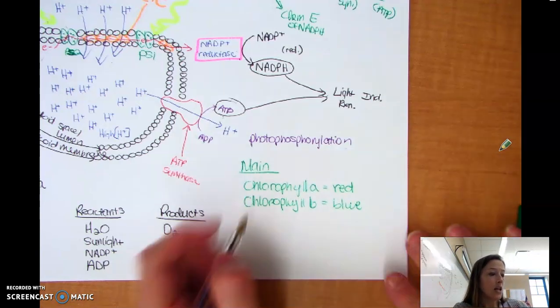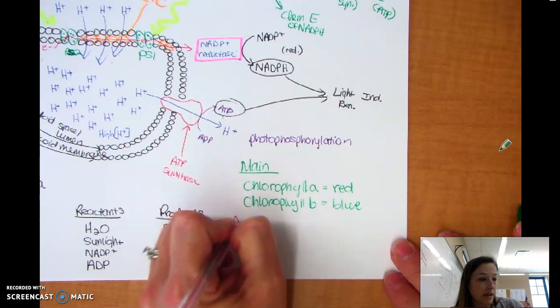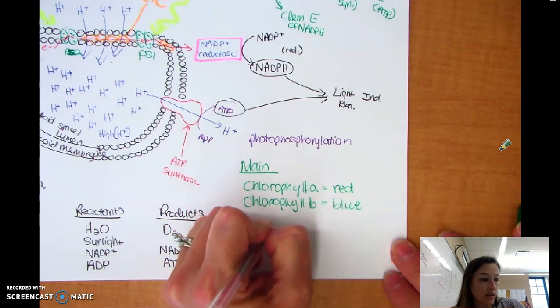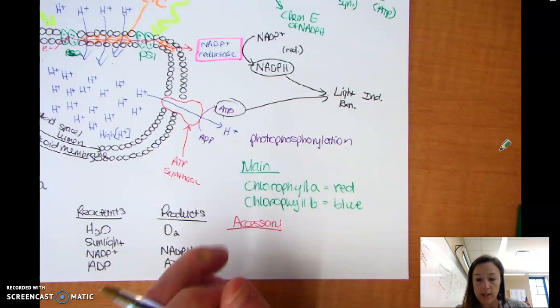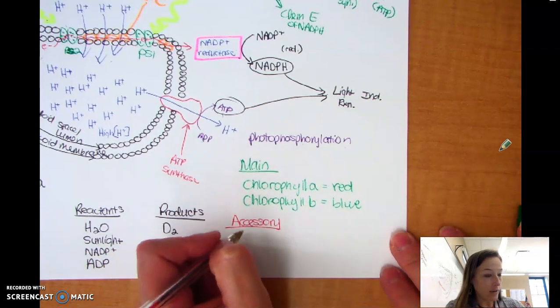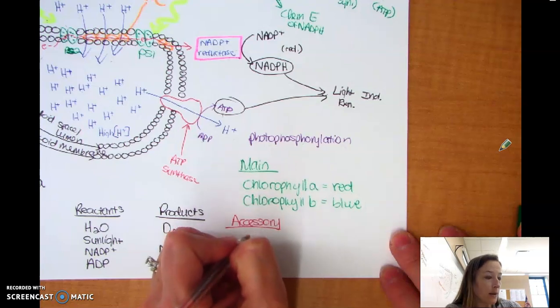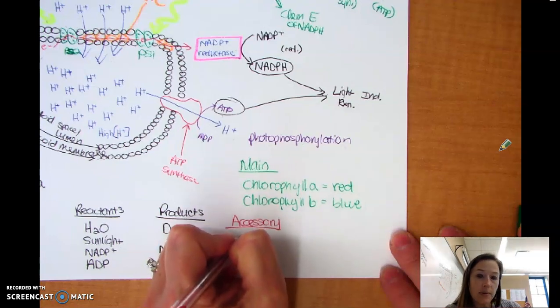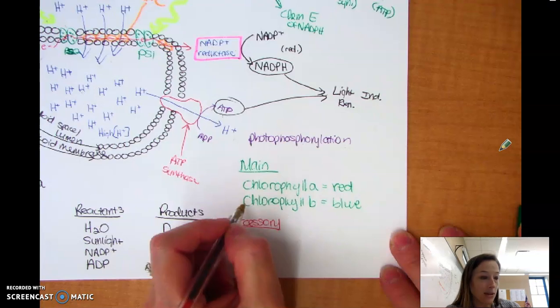And then we have some accessory pigments. And accessory pigments, if you think about what an accessory is, makes your outfit look better, your earrings, your scarf, your shoes, your purse, all that good stuff, your wallet, your belt, if you're a guy, whatever, a watch maybe. And so accessory pigments are going to help the main pigments do their job.